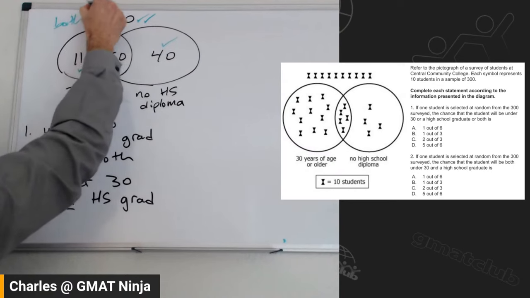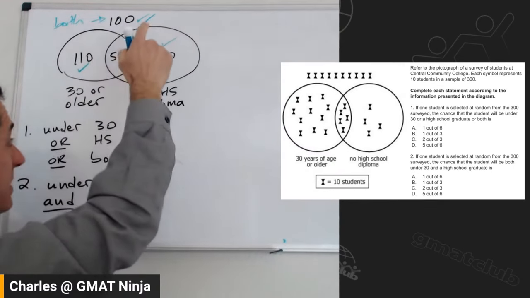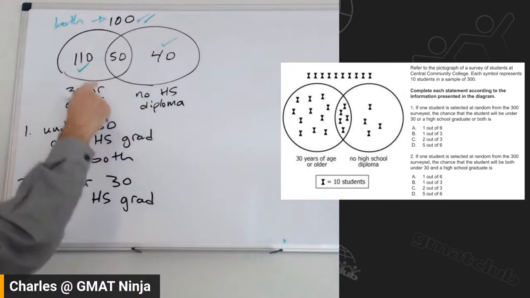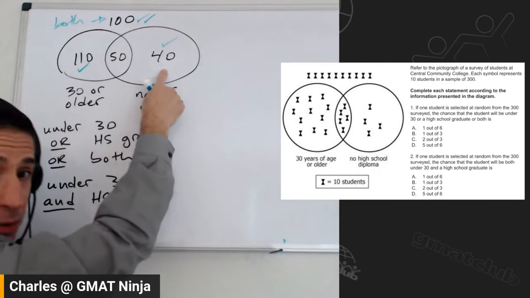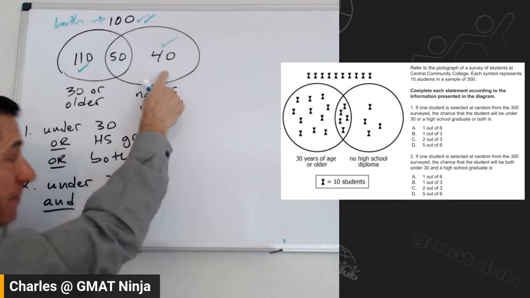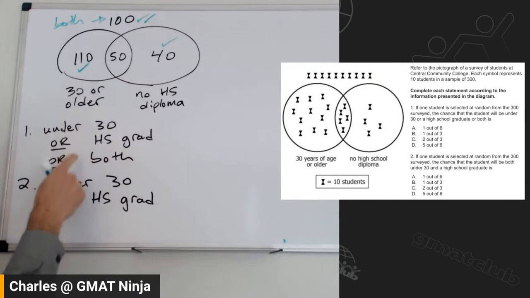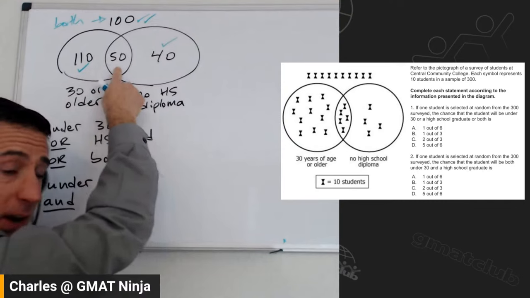So again, here's our both right here, high school graduates under the age of 30. Here's our high school graduates over the age of 30. And here are people with no high school diploma under the age of 30. So those are the folks we're talking about in the question. It's everything but those 50 right there.